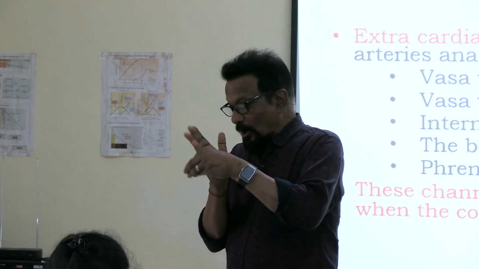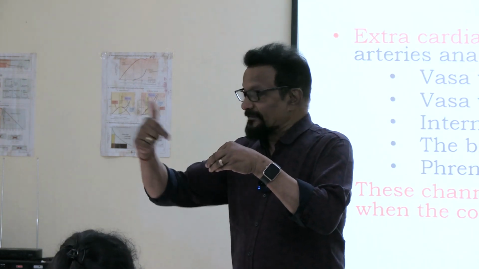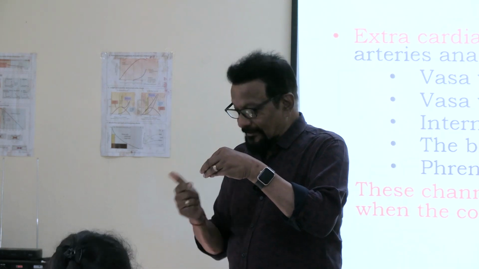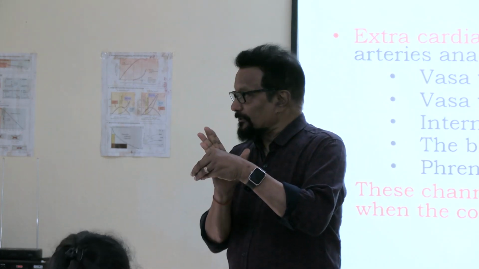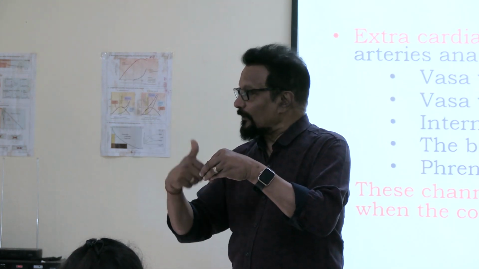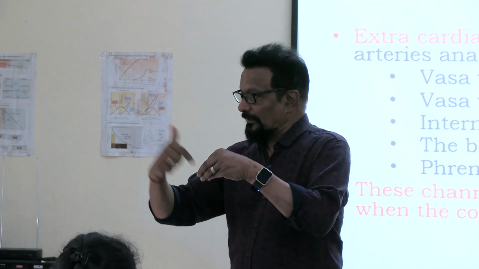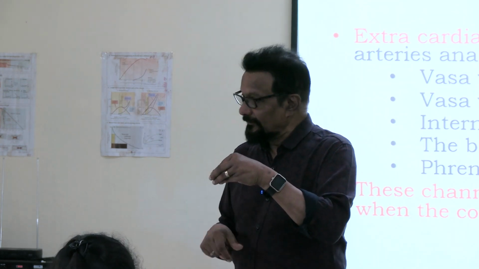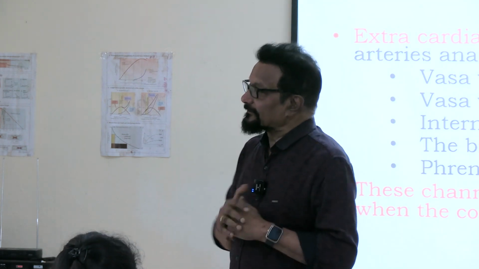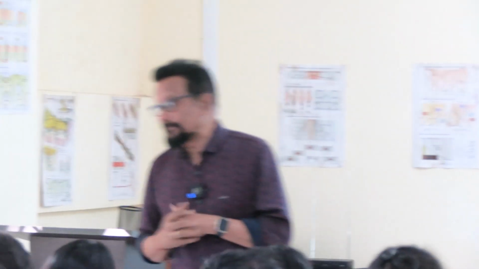If it is blocked, this area will not be getting the supply. But if it has a collateral, then the blockage will not do any harm, because the collateral will be operational. So now this branch will supply this area. Okay, but normally it doesn't remain active, only in such emergencies.